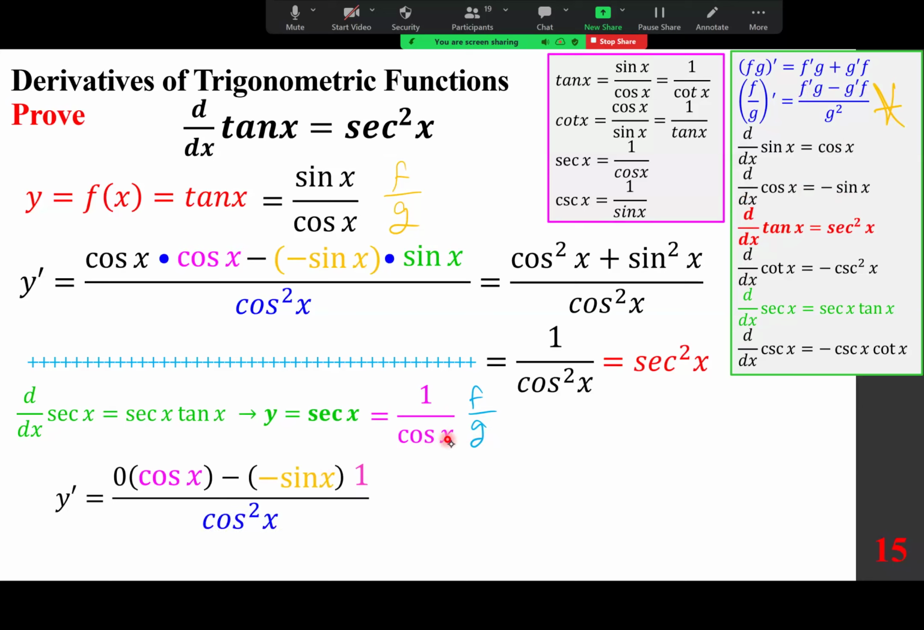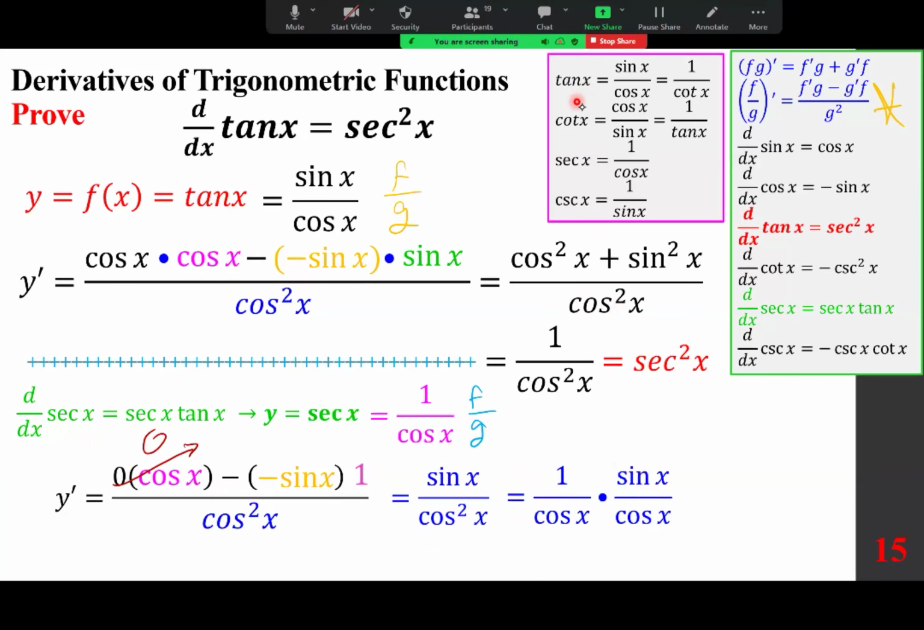Again, we are done with calculus, and we know this goes to 0, so we have negative times negative, positive sine x in the numerator. We cut this into 2 fractions, 1 over cosine and sine over cosine. Please understand, if you multiply these two, you get sine. If you multiply these two, you get cosine. But what is 1 over cosine? Secant x. What is sine over cosine? Tan x. And therefore, we prove d dx of secant x is secant x tan x.